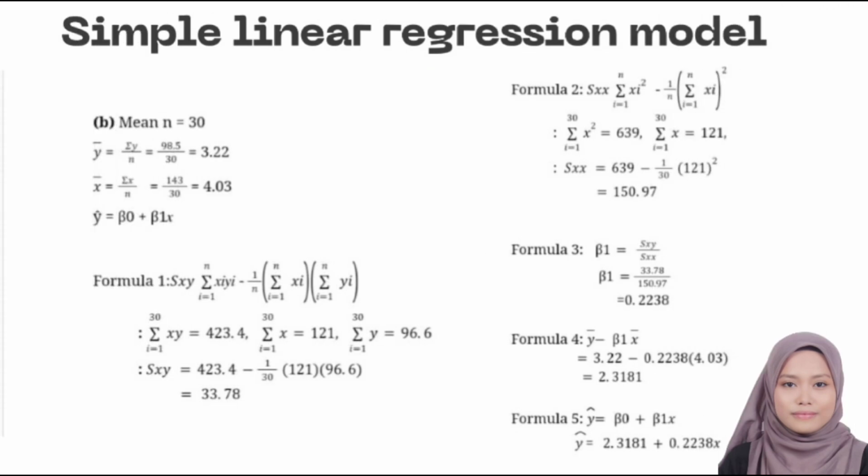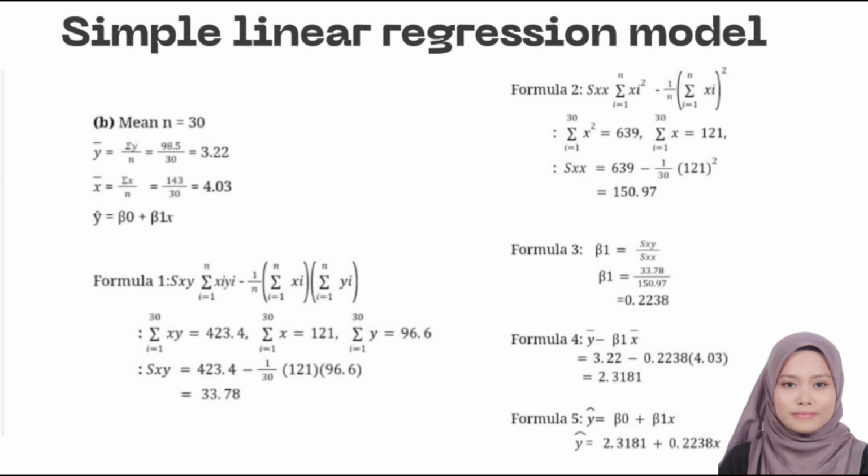Okay, for question B, n equals 30. y bar equals summation of y divided by n, which equals 98.5 divided by 30, and we get 3.22. Next, x bar equals summation of x divided by n, which equals 143 divided by 30, and we get 4.03. Then the y-intercept beta 0 and beta 1 in this question.